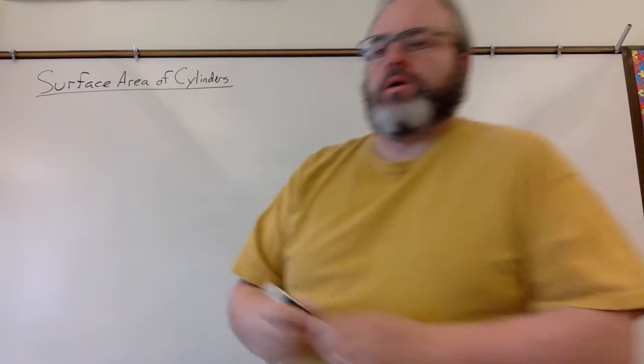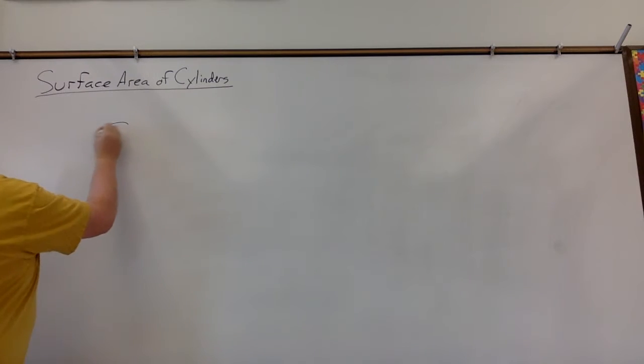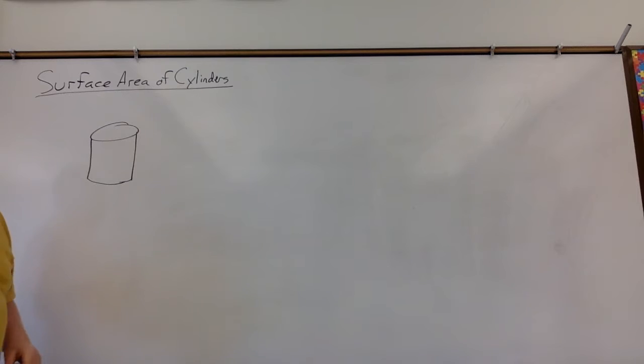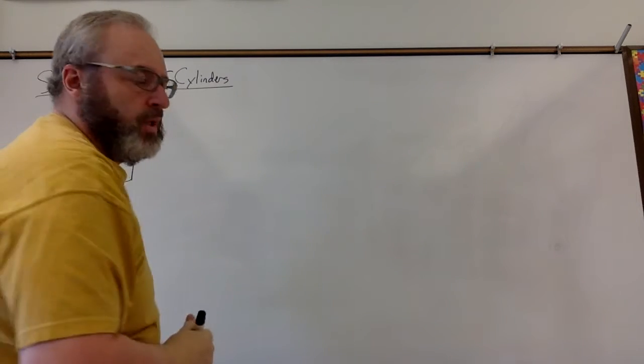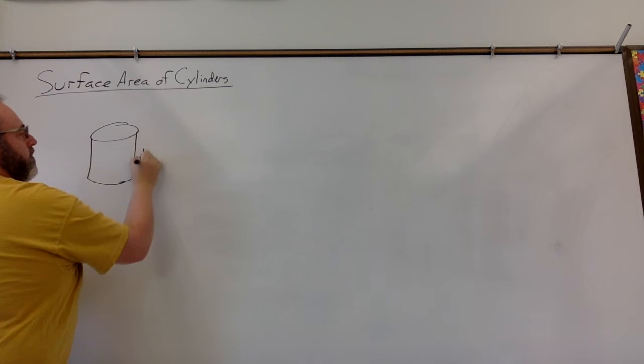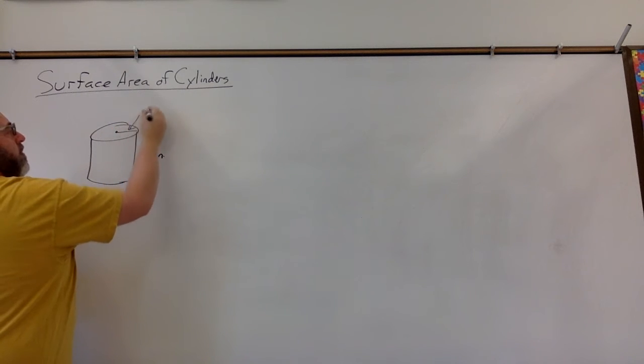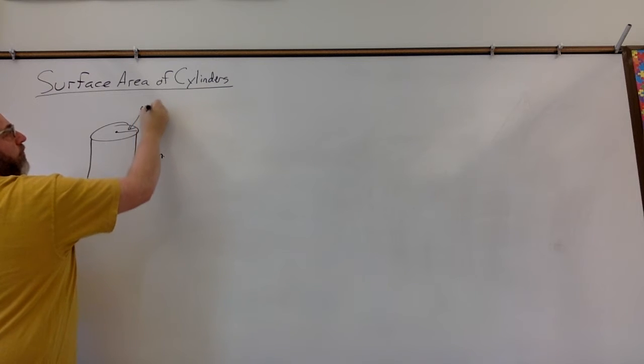So if we want to find the surface area, you need to find the surface area of your two circles and this long rectangle, which actually folds up into a tube. So let's look at how that is done. Okay, so here's our cylinder. Let's say that our cylinder had a height of 10 inches and a radius of 4 inches.